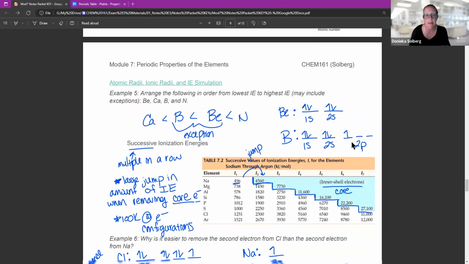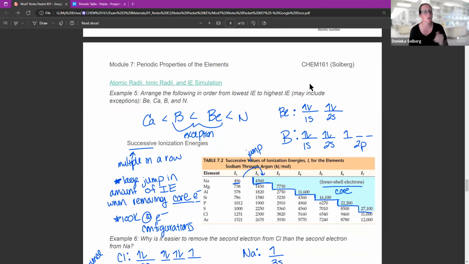The reason why is because of those shells. This is beryllium's electron configuration, and this is boron's electron configuration. Well, this actually is a full 2s shell, so this one is harder to remove an electron from than this one. That's why there's that exception.